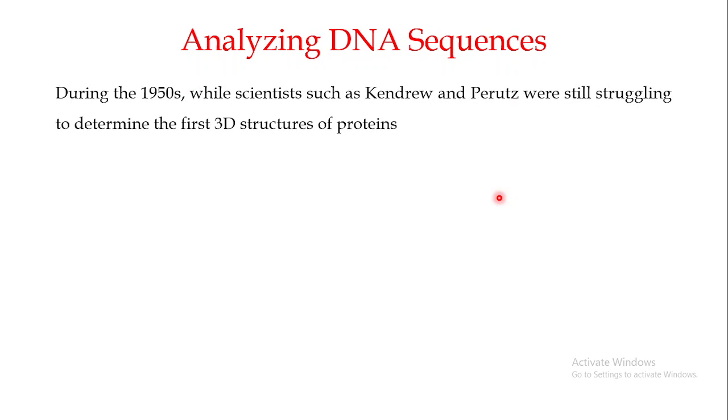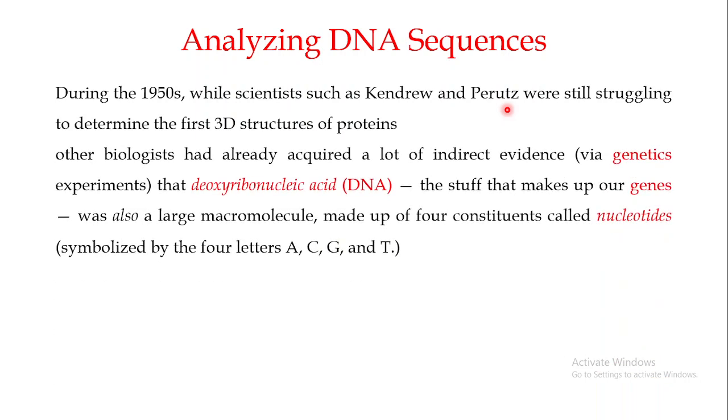So during the 1950s, as I've told you, scientists like Kendrew and Perutz were struggling to determine the first 3D structure of the protein. On the other hand, the other biologists, most famously the Griffith experiments, were very important. The other biologists acquired a lot of indirect evidence using genetic experiments, and they identified that the DNA, now we know that the stuff that makes our genes is the DNA.